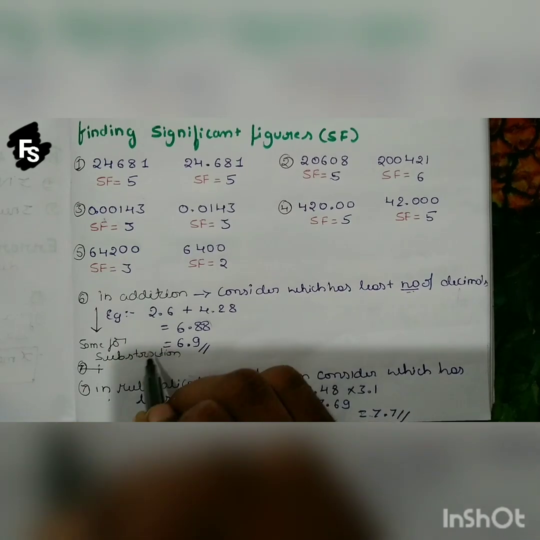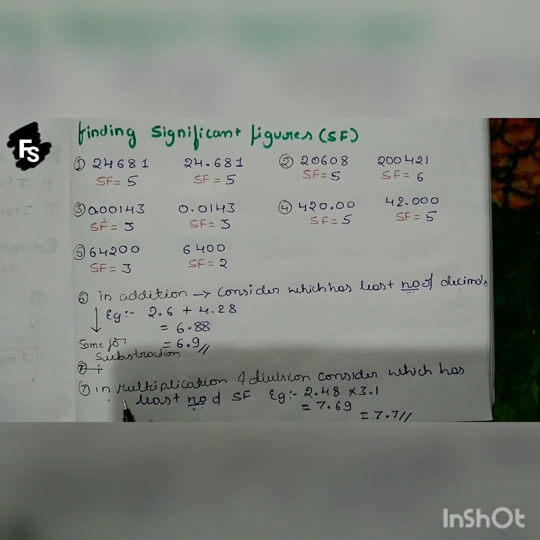In addition and subtraction, both are the same. In multiplication and division, consider the one which has the least number of significant figures. For example, 2.48 times 3.1. What is the result? 7.69. But we have to consider the least number of significant figures. 3.1 has the least, which means two significant figures. We have to keep the result as two significant figures. So the 9 has to be deleted and the 6 will become 7. So 7.7 will be the answer.